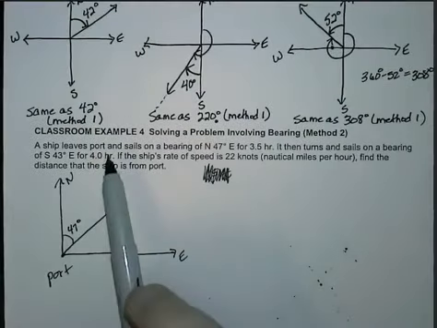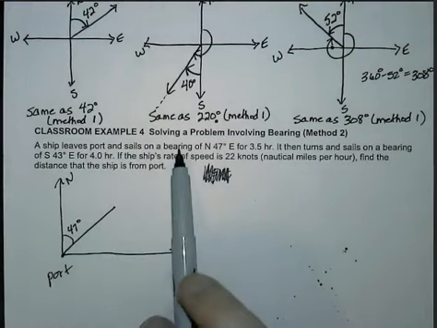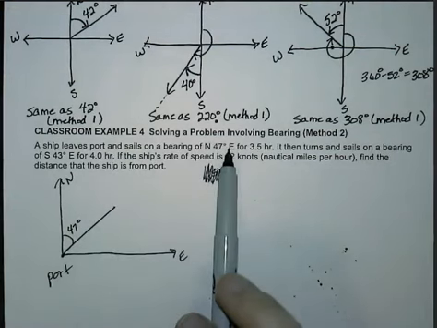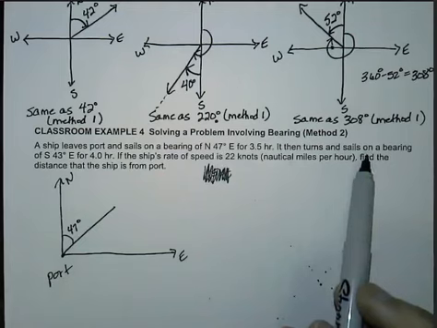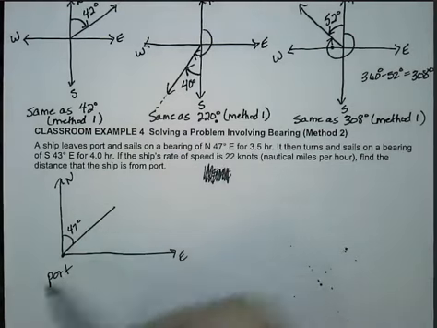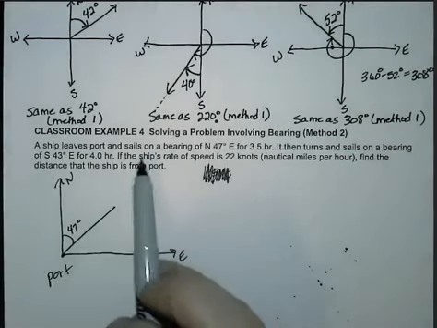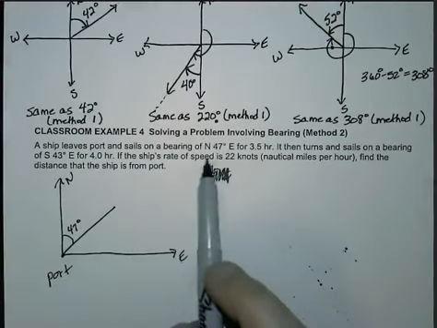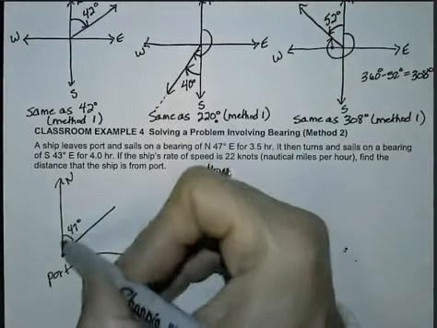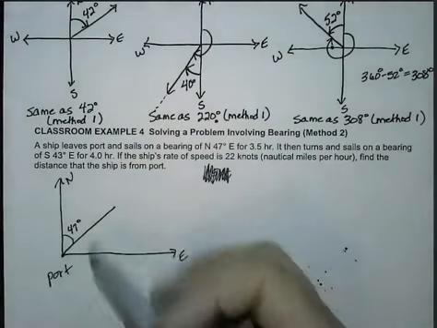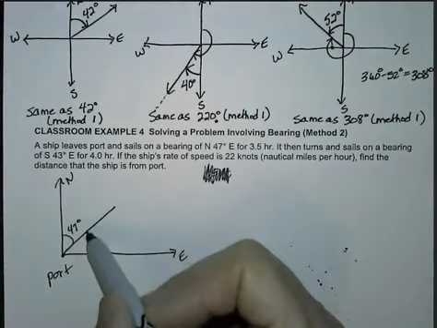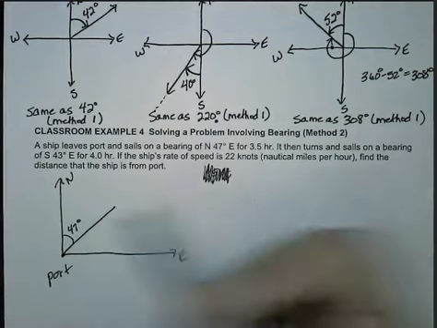In this one, we've got a ship leaving port, and it sails first for a while at one bearing, and then it turns and sails at a different bearing. So here's the beginning of my picture. I've got the port here. From there, the ship is sailing at a bearing of north 47 degrees east. So here's my due north and my due east. So I'm starting from here and going 47 degrees to the east.